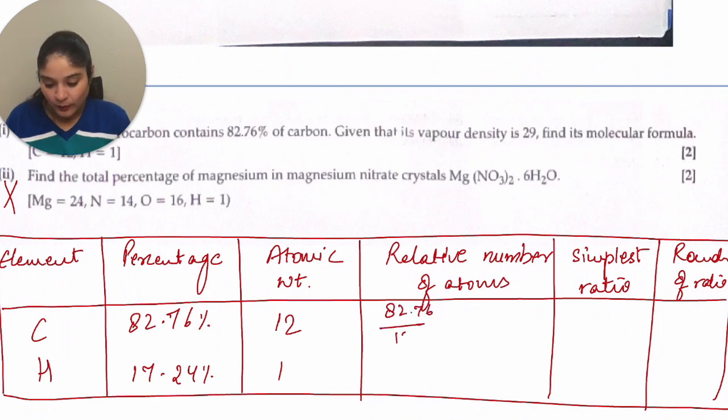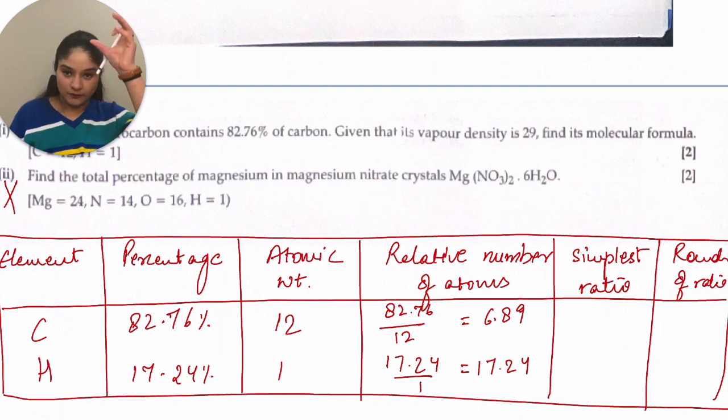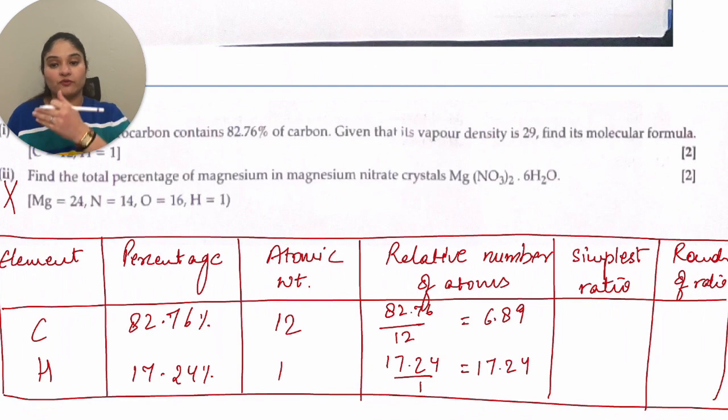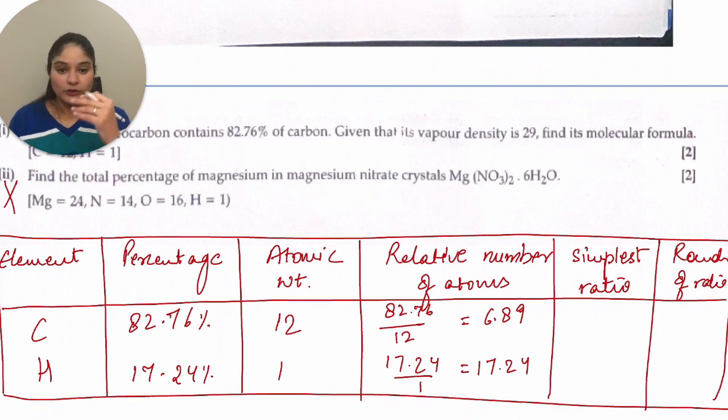82.76 divided by 12. 17.24 divided by 1. So I'm just quickly gonna use a calculator for this. This is gonna come out as 6.89 and this will be 17.24. Now, if you have a lot of numbers, for now you just have carbon and hydrogen. Once you have a lot of elements, whichever is the smallest one, pick that up and divide all the other numbers with that. For example, in this case, the lower number is 6.89.